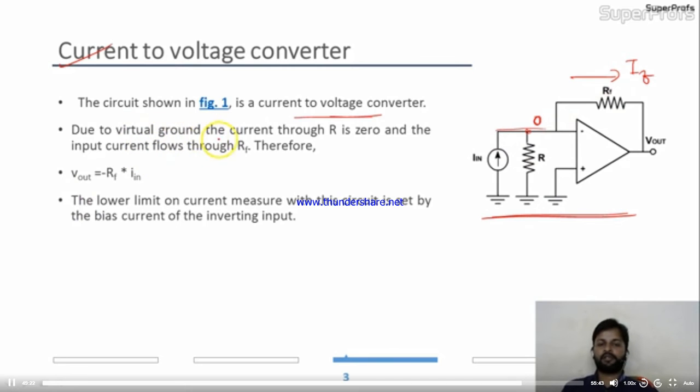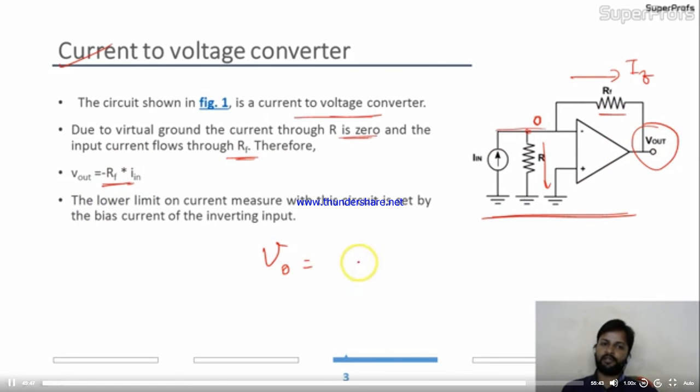So due to virtual ground, the current through R is 0. And definitely the current in this will be 0, because this is 0 and this is 0. There will be no current, potential difference 0. And the input current flows through RF only. This entire IN will go to RF.